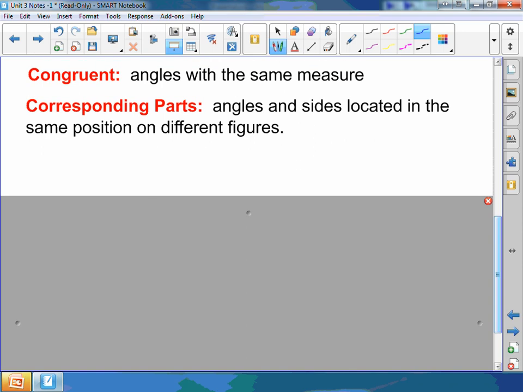Congruent. Did you guys know what congruent meant before? I just said the word. I didn't realize. I was wondering if any of you weren't sure what that meant. Typically, we use the word congruent when we refer to angles. So angles that have the same measure, same size, same measure. And then the other thing we're going to talk about here are corresponding parts. And these are basically just parts that match up. They line up with each other on different shapes.